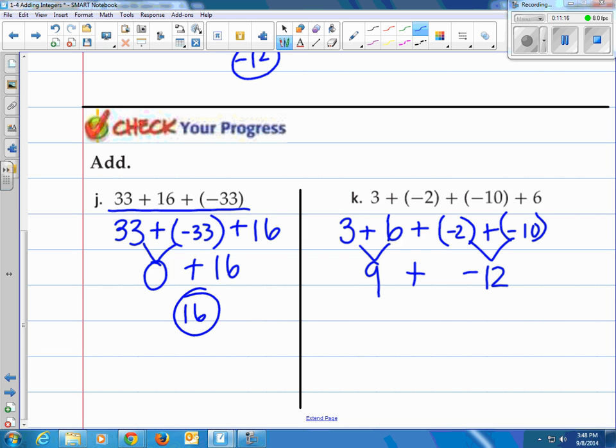One's a positive, one's a negative, so I have to do, okay, what's 12 minus 9 in my head? Okay, that's 3. So I know I have to do the absolute value and then subtract the two numbers. And then, which one has a greater absolute value, the negative 12 or the 9? Well, the negative 12 will have a greater absolute value. So therefore, the answer will be negative.